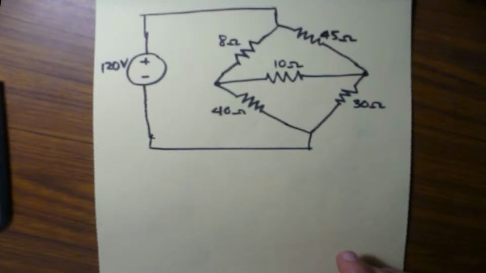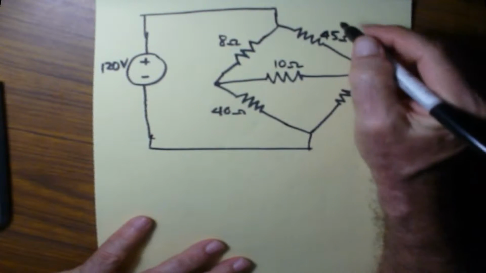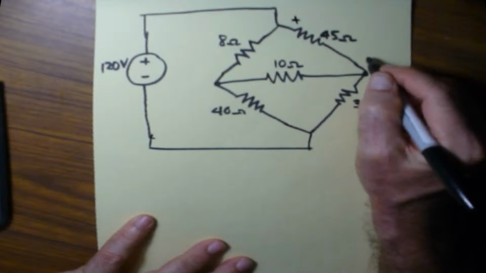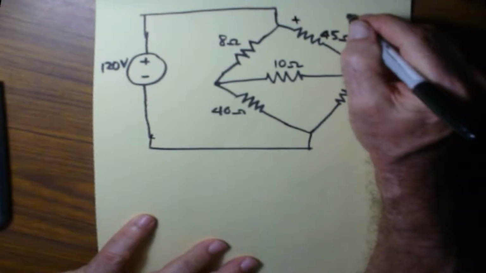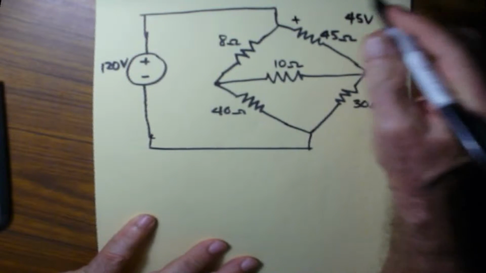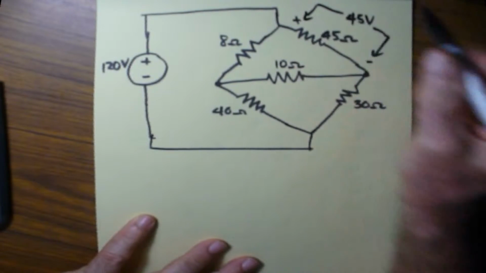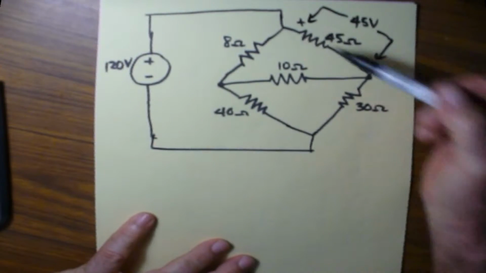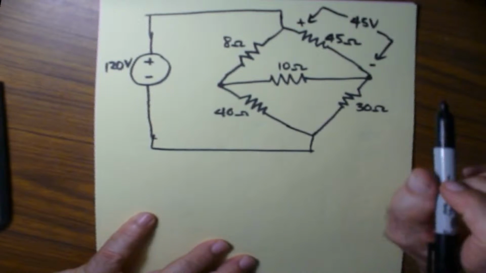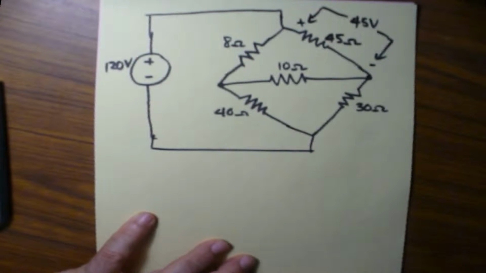But in this case we don't need to, because we've been given some information to begin with, and that is the voltage drop across this resistor, which is going to be 45 volts. From here to here we measure 45 volts, and that gives us a hint about the rest of the circuit. We can just work right on through this.